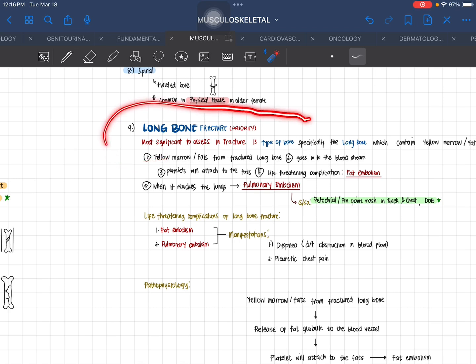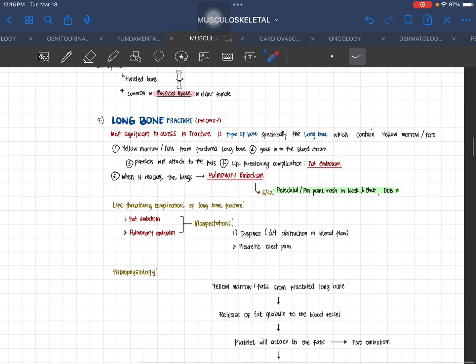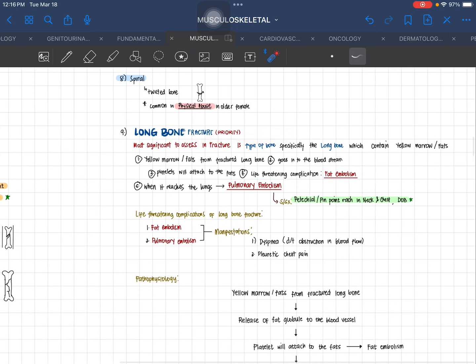So, ninth na fracture is long bone fracture. Sa lahat ng bone fracture, ito ang pinakadelikado. So, dapat priority mo to. Ang pinaka-significant na i-assess mo sa fracture kasi kung anong type ng bone ang affected. Dahil meron tayong long bone, gaya nga dito, sinabi ko long bone fracture, priority siya.